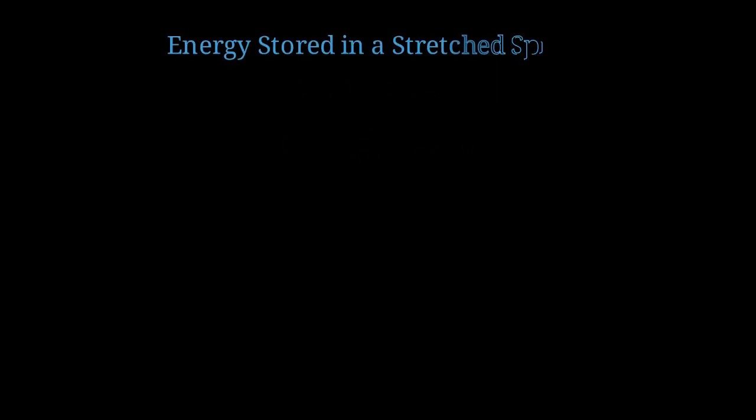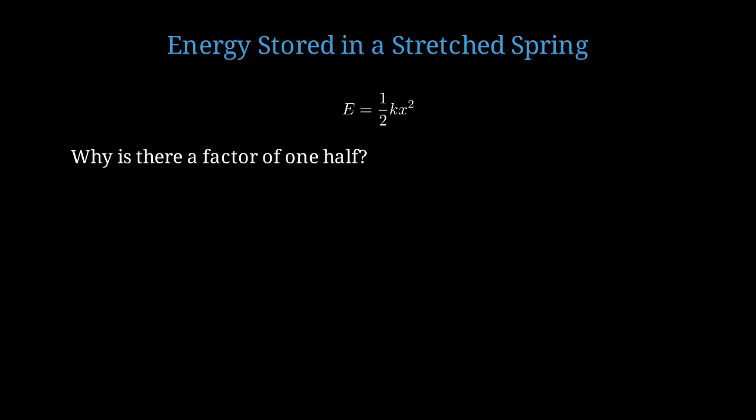When you stretch a spring, you do work against the restoring force. This work is stored as elastic potential energy in the spring. The elastic potential energy equals 1/2 times K times X squared. Notice this is proportional to the square of the extension, not just the extension. Why is there a factor of 1/2? Because the force increases linearly as you stretch. At the start, the force is nearly 0. At the end, it's K times X. The average force is 1/2 K times X, so the work done is average force times distance.